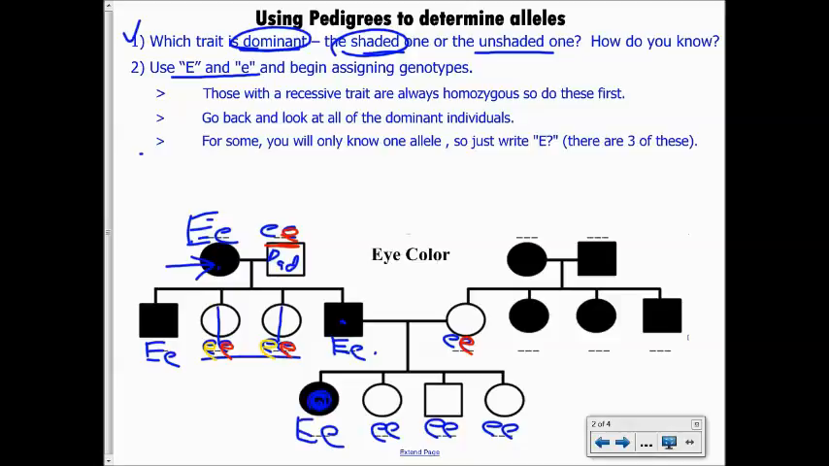Okay? Now, you might notice that the percentage here differs from the percentage here. I don't see 50% here. I see 50% here. You might say, well, how is it possible if I cross a heterozygous and a homozygous recessive? Why do I get a different outcome?